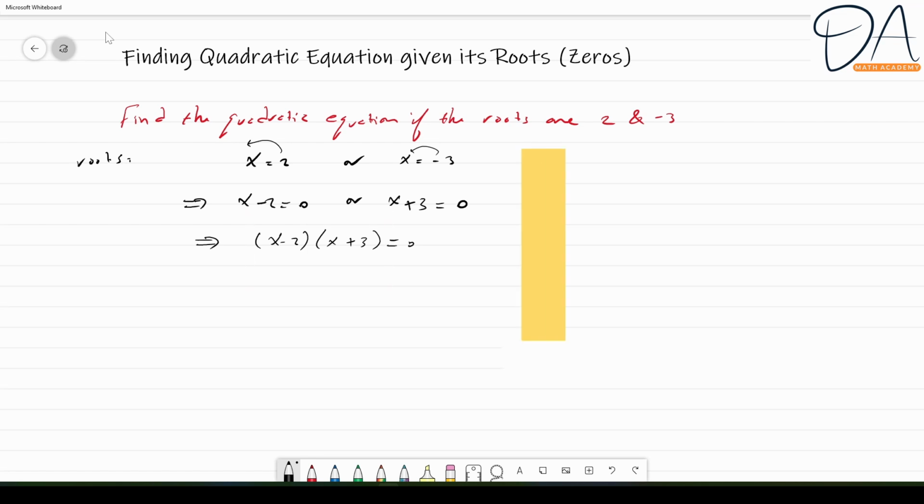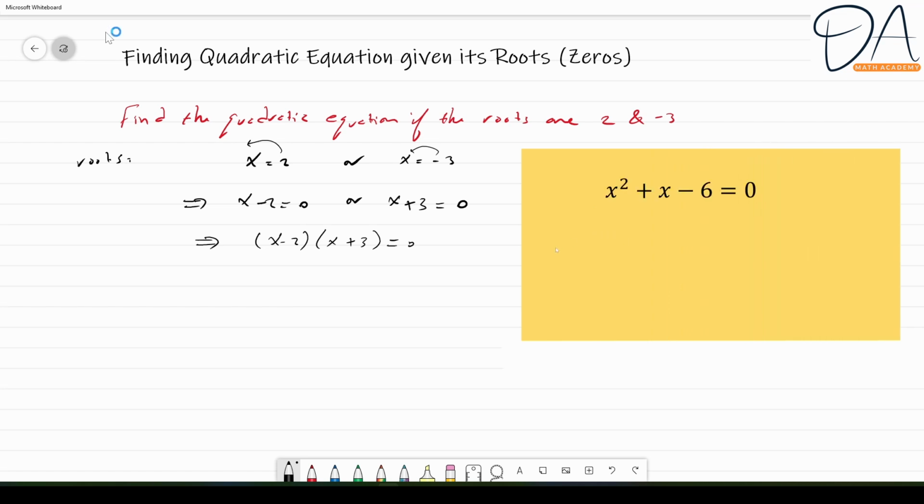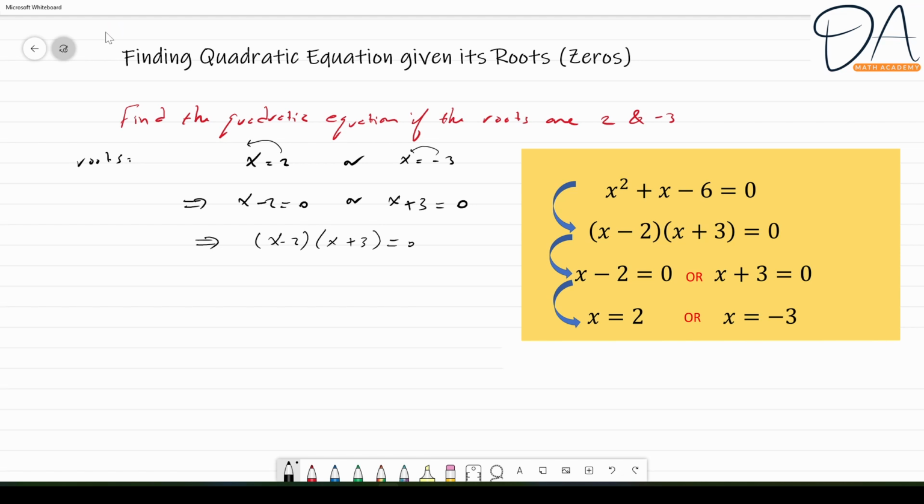Actually, if you remember how we factorize a quadratic equation, you will notice that typically we start with the quadratic equation and then we reach two factors. And from this, we conclude that one of them should be 0 and then we get the root. So it's like we're actually going in the reverse way.